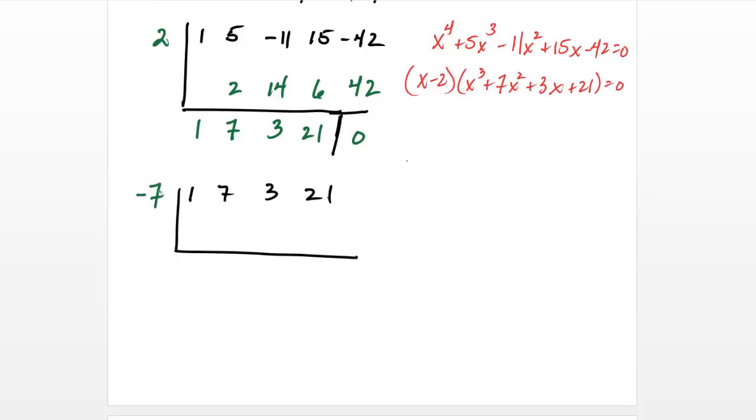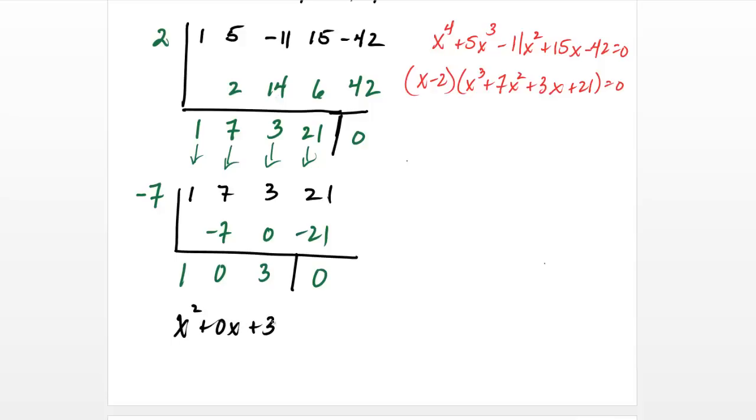Notice when I used the negative 7, I basically just dropped down the coefficients from the depressed polynomial to do my second layer of synthetic division. So I'll go ahead and work that now. Okay, now you can see we have a depressed polynomial, and notice this depressed polynomial is actually x squared plus 0x plus 3. We're not going to need that 0x, so we'll go ahead and factor this one more time.